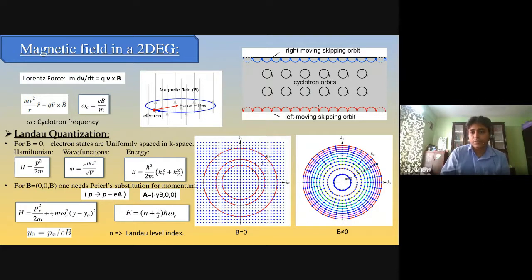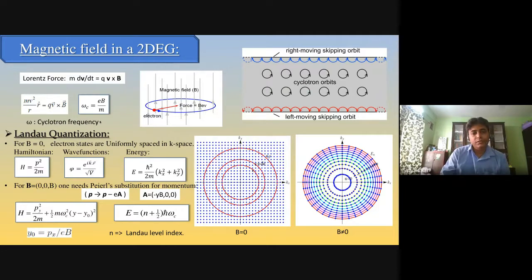And picture-wise, you can take a look at this cartoon. It's a 2D sheet of electrons, and as the magnetic field is applied perpendicular to the plane, the individual electrons are doing these cyclotron loops. These two things, we'll come back to later on. Now this is the main picture.